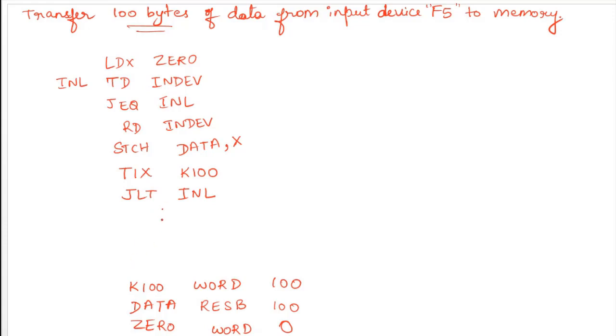This is the logic of the program. One more thing we have to declare here. What is that? Input device. What is the address of the input device they have given in the question? It is hexadecimal F5. Okay, this program can transfer 100 bytes of data from the input device to memory.